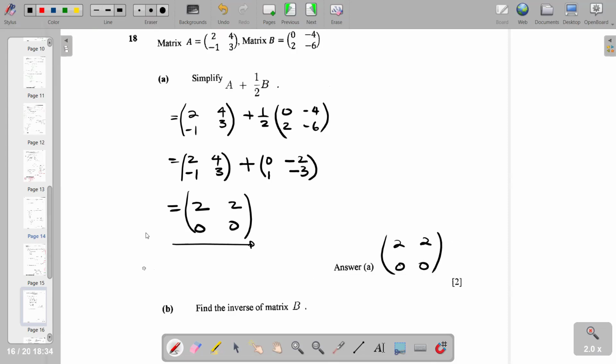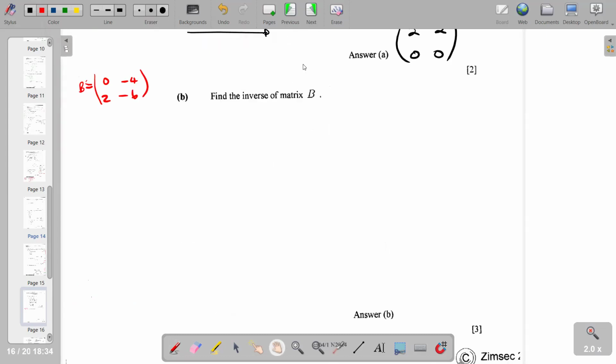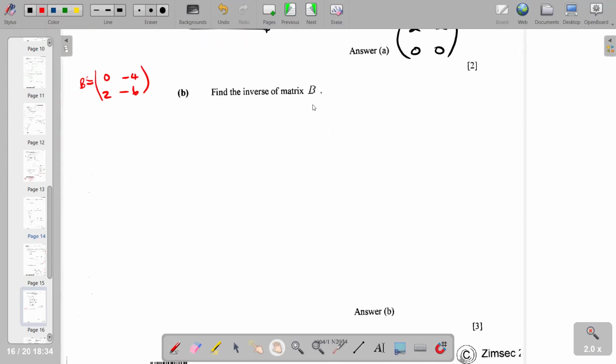Then take note, we need our matrix B. Let's take our matrix B. They said B is equal to 0, minus 4, 2, minus 6. So in that instance, find the inverse of matrix B.